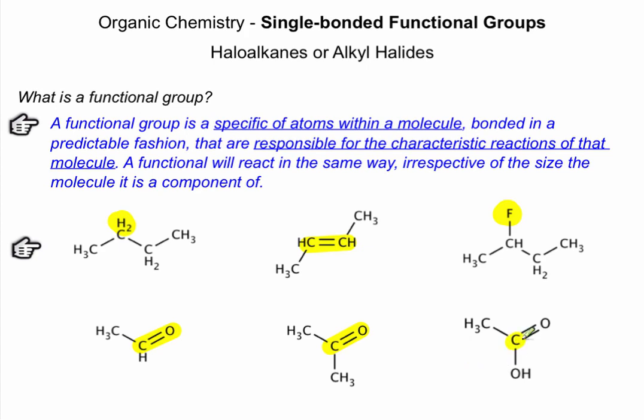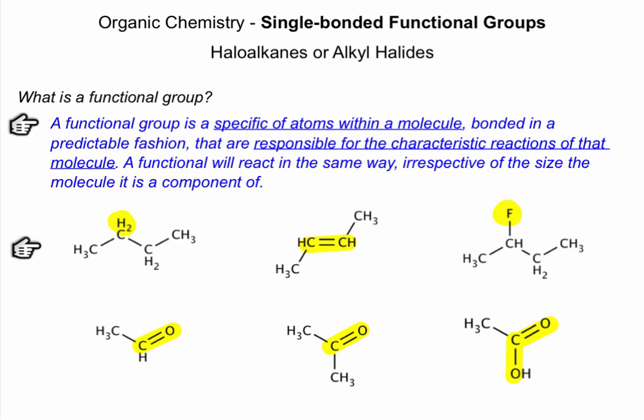And finally, here's another one. You might recognize this one. C double bond O, single bond O with an OH attached at the end. So that is, again, a specific functional group. That's a carboxyl group, so that's carboxylic acid, which you may have heard of.